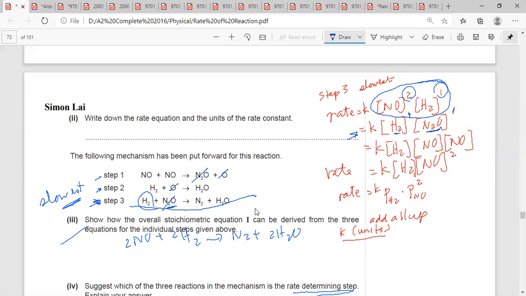Now H2 is a reagent, but N2O is not a reagent. So where do I get my N2O from? Reversing back, I get NO and NO. Now all are my reagents, so it's equal to k [NO]^2 [H2]. This is consistent with my rate law, so this must be the slower step. It's consistent.